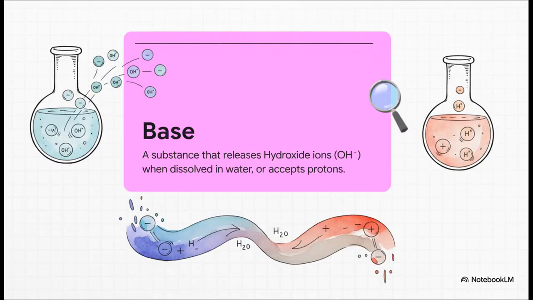And on the other side of the family, you have the base. It's basically the counterpart. When a base dissolves in water, it releases hydroxide ions. That's OH-. So you've got the H+ from the acid and the OH- from the base. These two are the real stars of the show when that neutralization reaction happens.